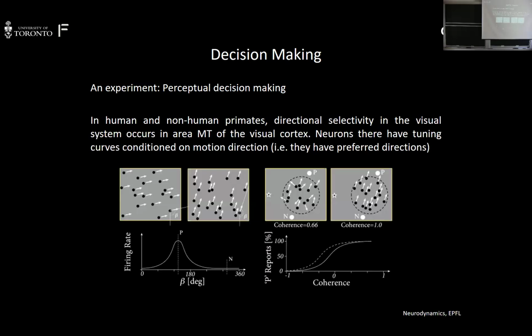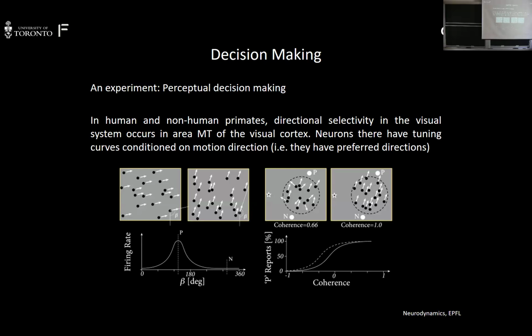Or is there coherent motion? Is it left or is it right? For example, in the example that's coming up. This is work from Wolfram Gerstner's book, which you can find at this location. So that's the psychological part.